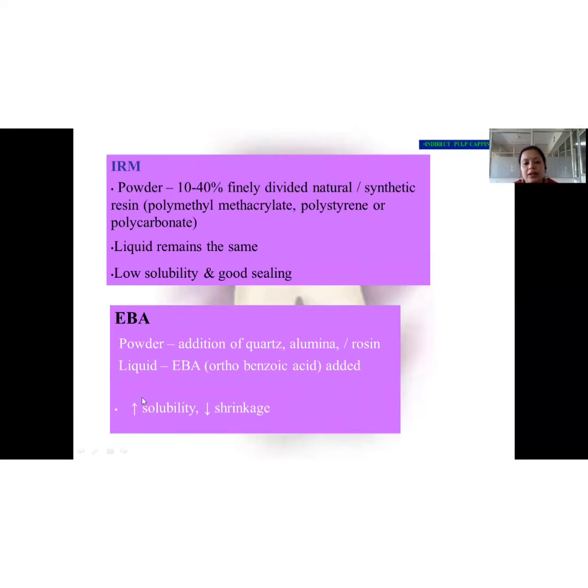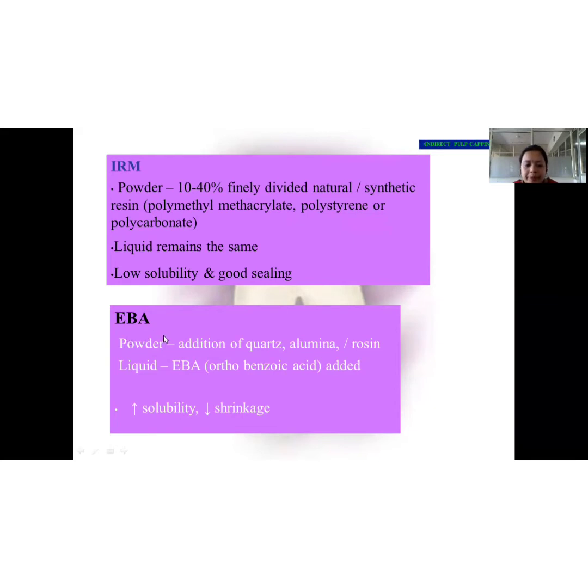Then there is IRM, intermediate restorative material. The powder consists of 10 to 40% finely divided natural synthetic resin, and the liquid remains the same. It has low solubility and is put in well.